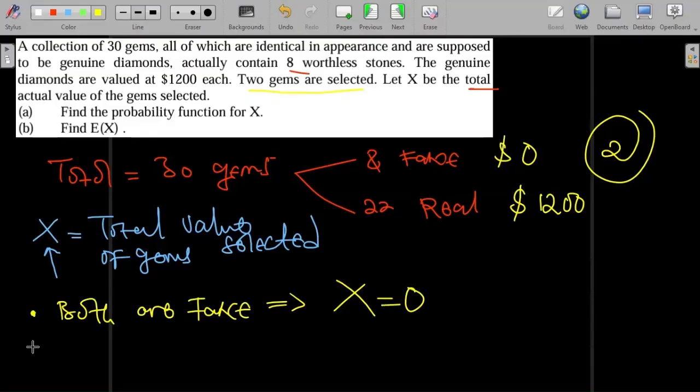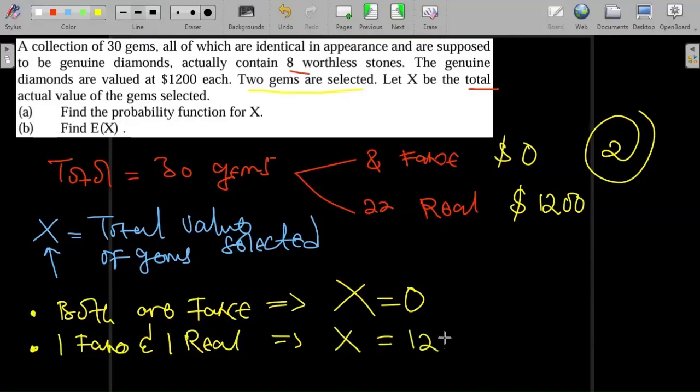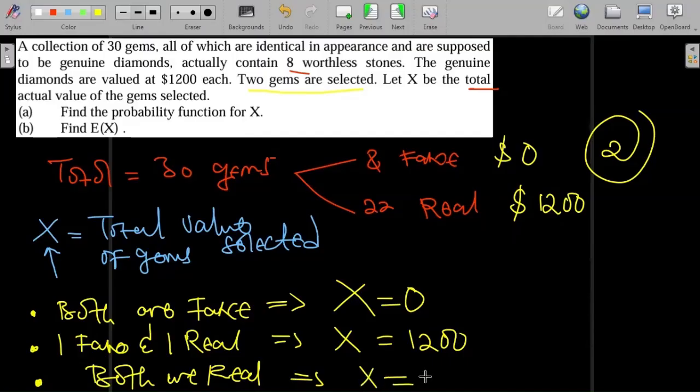What if I have one fake and one real or original? This one which is fake has 0. This one which is real or original has 1,200. So it means the value of X will just be 0 plus 1,200, which will just be 1,200. And then the last scenario is both are real. If both are real, then each of them has a value of 1,200. So it means two of them are just going to be what?